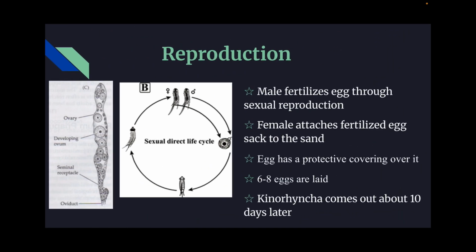Reproduction. Kinorhynchs reproduce sexually. The male and the female have to position themselves so that their ventral posterior ends face each other, and then the male fertilizes the egg. The female then lays 6 to 8 eggs at a time. The eggs are then deposited into the sand or sediment, and a solid protective covering forms around each egg. About 10 days later, the eggs hatch, and the Kinorhynchs are born as juveniles with only 11 segments of their body.